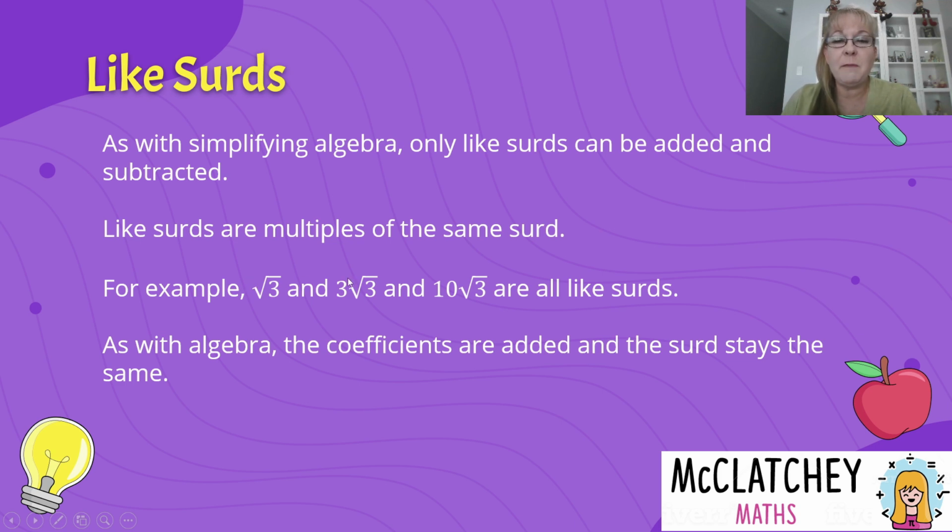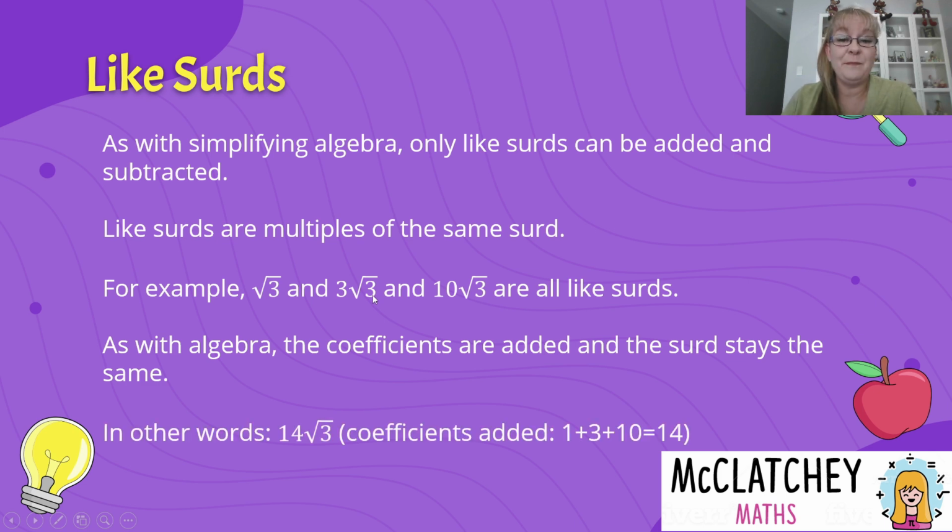So if we're going to be adding these three numbers together, we're going to add just the coefficients. 1 plus 3 plus 10 makes 14, and then root 3 stays as the common thing across, just like we would use with x's and y's. So if we can remember that principle about like surds, adding and subtracting surds is really easy. So this would be 14 root 3 if we added those coefficients together.